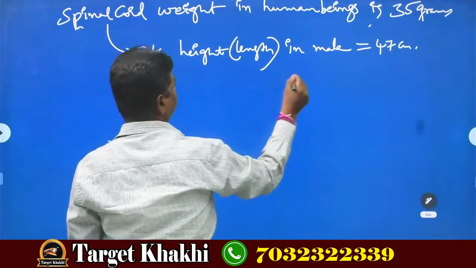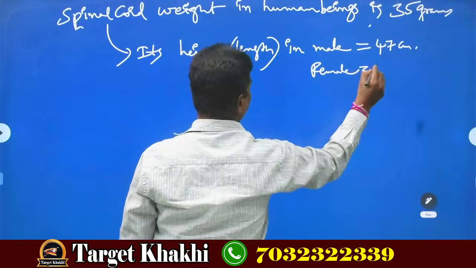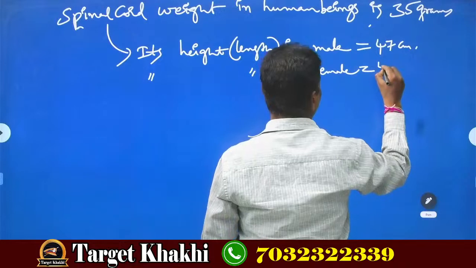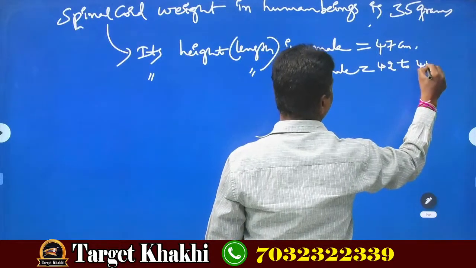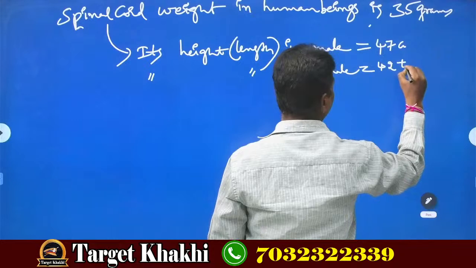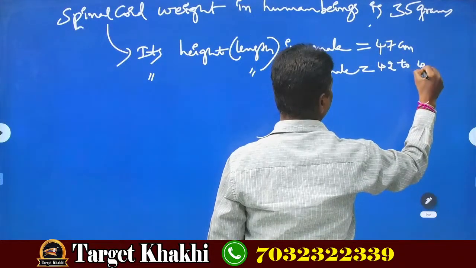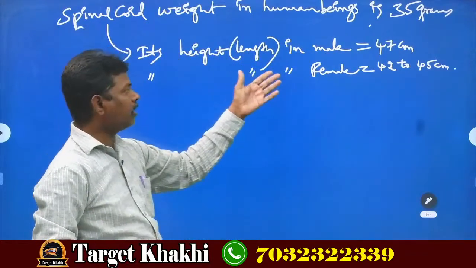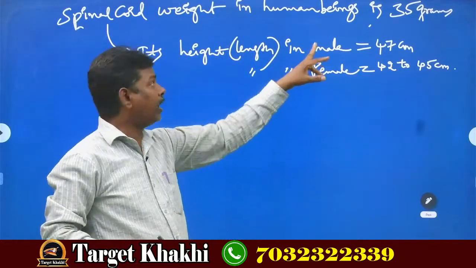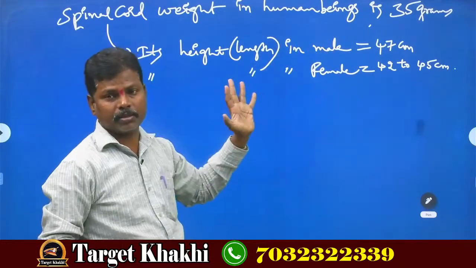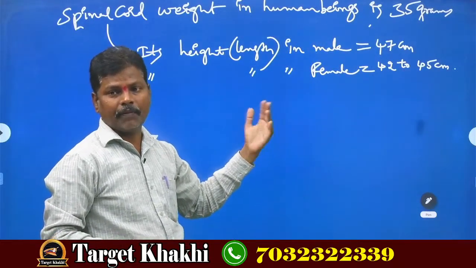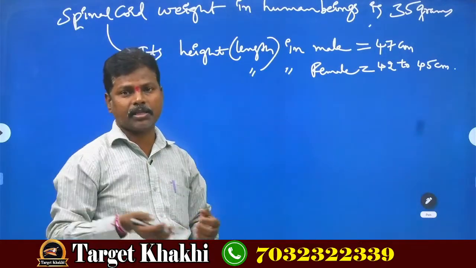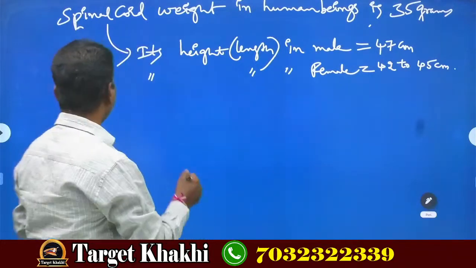Whereas in female, it is 42 to 45 centimeters. Understood? So that is the spinal cord length and weight in human beings. You have to know that compulsorily, because we don't know how it is located inside our body, and of course it is present in the dorsal region and it passes through the vertebral column.